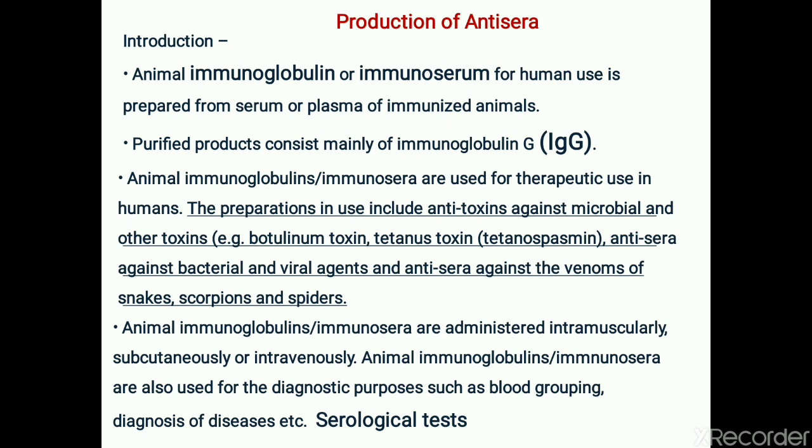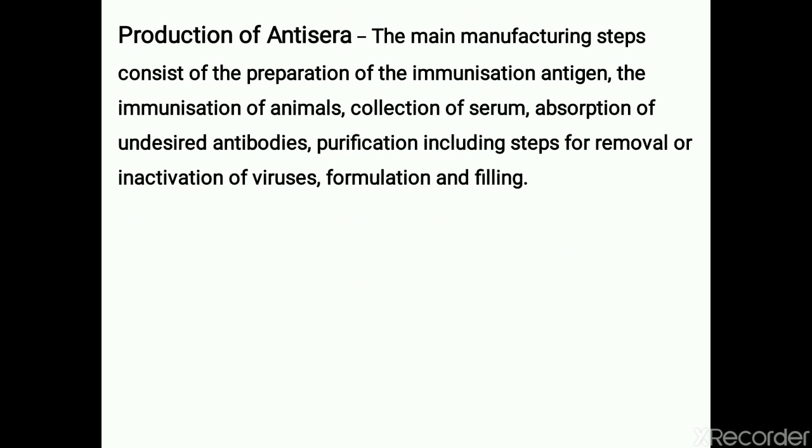Animal immunoglobulins are administered intramuscularly, subcutaneously, or intravenously. Animal immunoglobulins are also used for diagnostic purposes. The simplest example is its use in the detection of blood groups and diagnosis of diseases such as typhoid. Also, these immunoglobulins are useful in several serological tests.